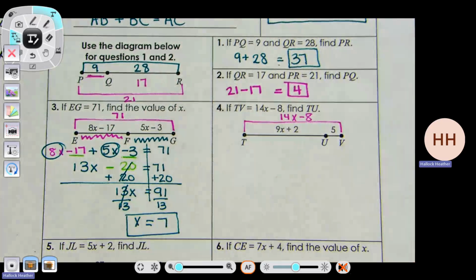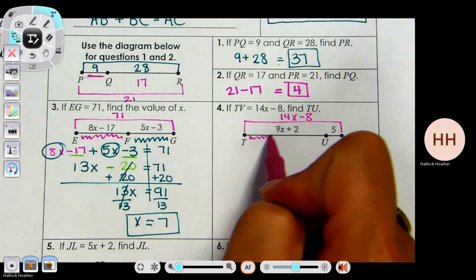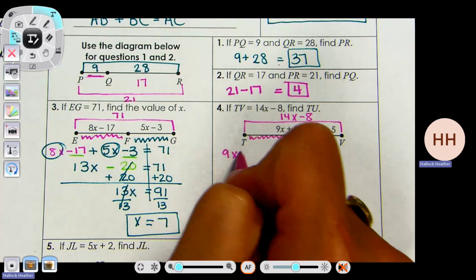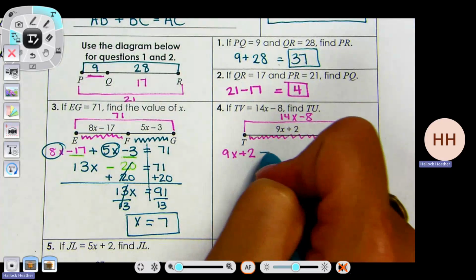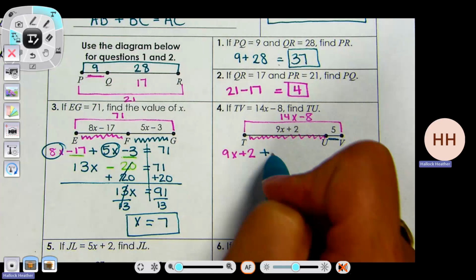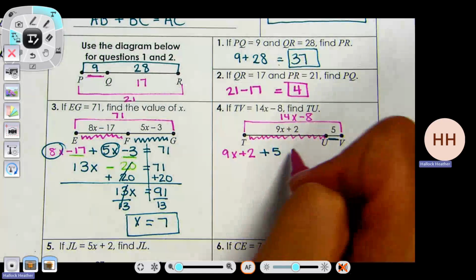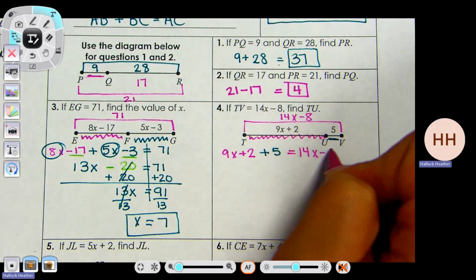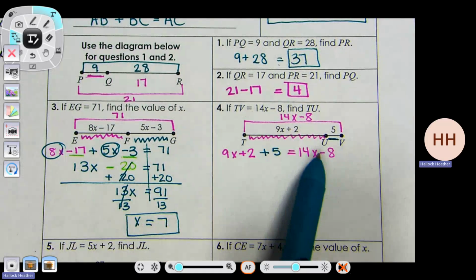So we're going to make an equation. I'm going to do little piece, which is 9x plus 2. And I'm adding the other little piece. So I'm adding 5. It equals the whole distance. The whole distance is 14x minus 8. So instead of just equaling a number, it equals an equation.